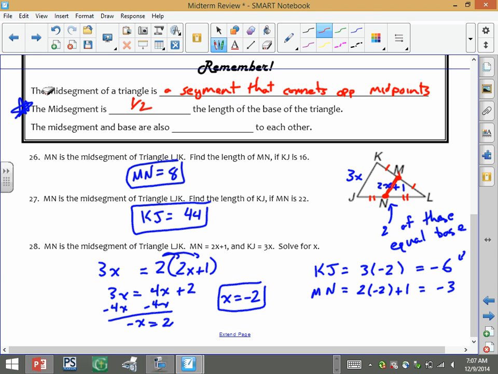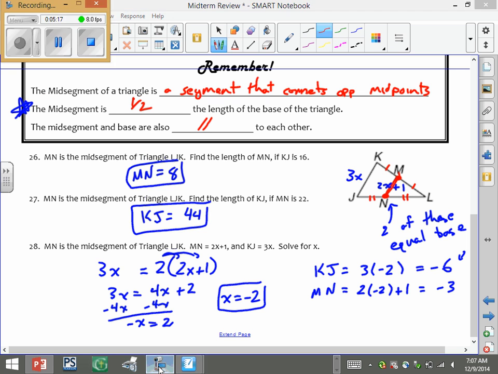And then the final blank, we didn't use it here, but the midsegment and the base are also parallel to each other. So we could use some of the parallel stuff that we talked about yesterday.